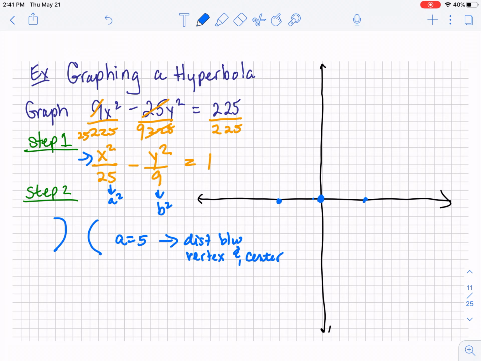The b is the distance, and because it's under the y, I'm going to go up. The b in this case is 3, right? Because b squared is 9. I'm going to go up 3 and down 3, okay?